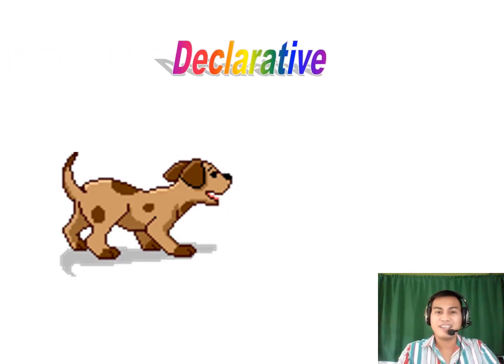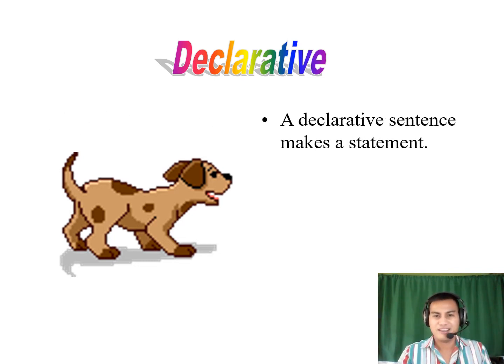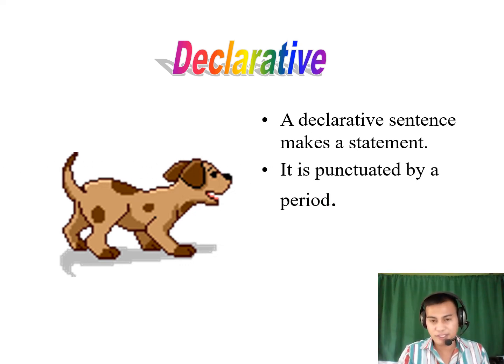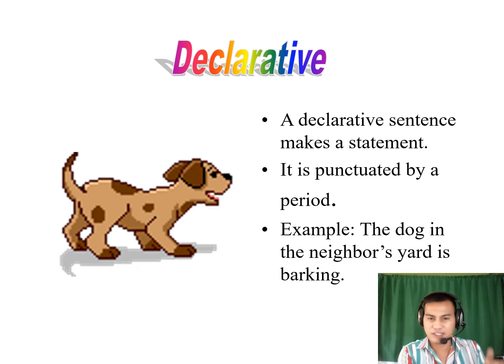Let's start first with the declarative sentence. From the word declarative, it declares, it just narrates, it just tells something. A declarative sentence makes a statement. It just states something. It simply tells something. And of course, it ends with a period, full stop. Example here, as you see in the picture, there is a dog. The dog in the neighbor's yard is barking. It just tells something, maybe an information. It informs a fact or an opinion.